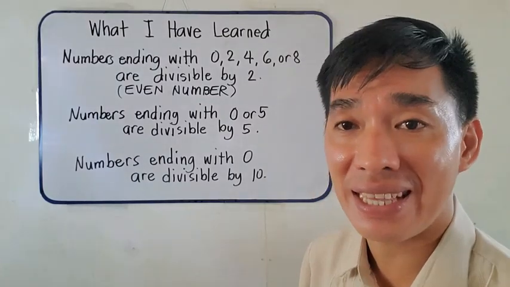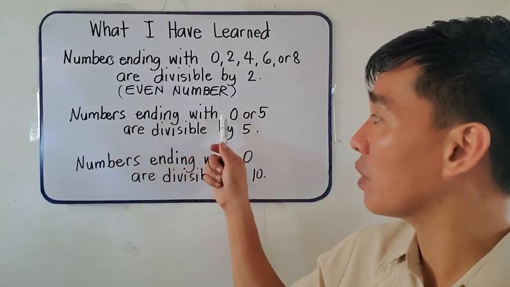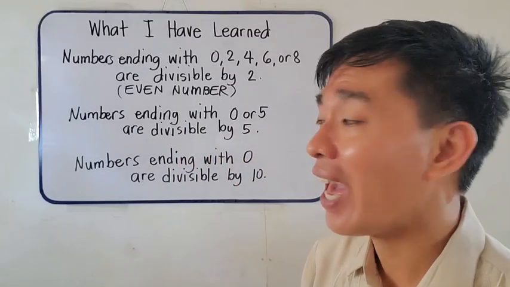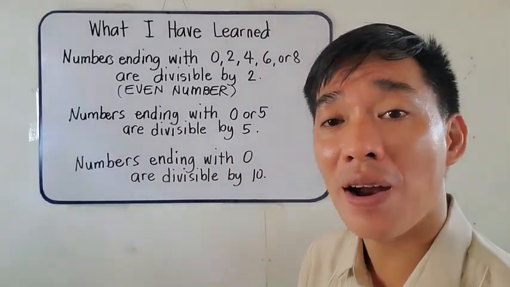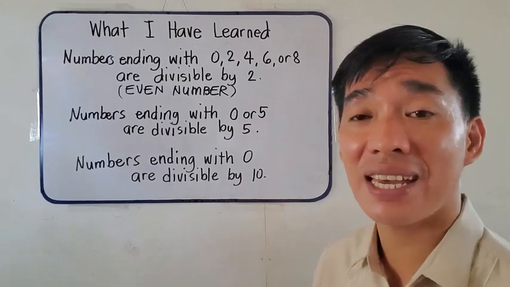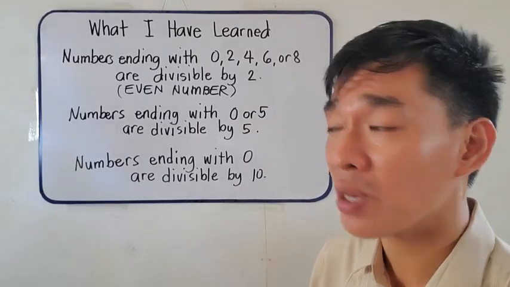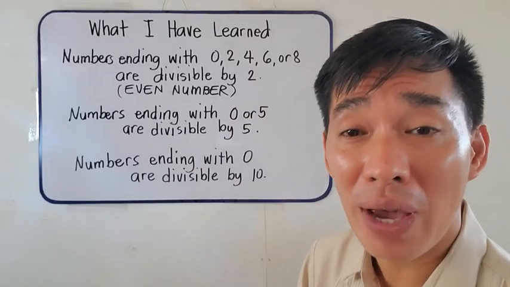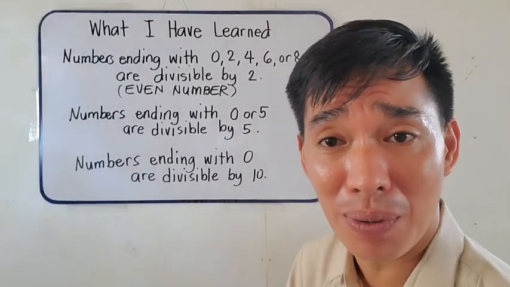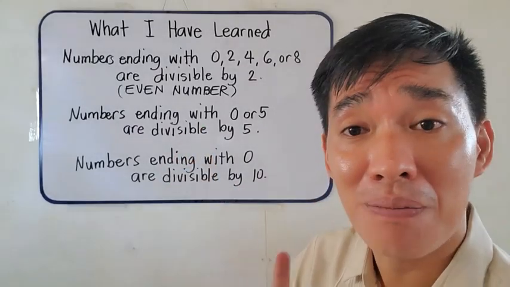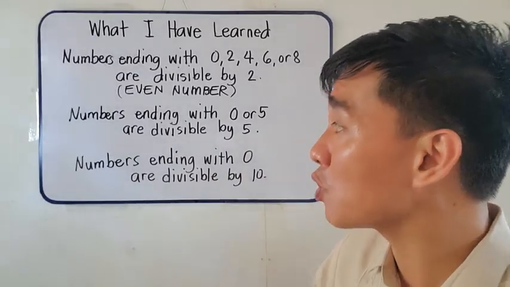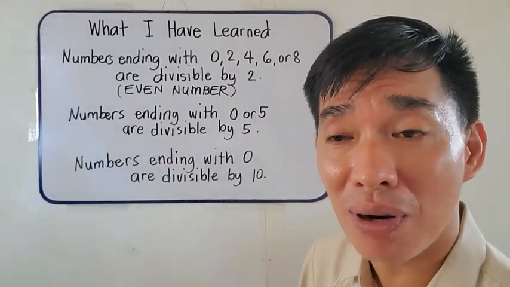4, 6, or 8. Now, numbers ending with 0 or 5 are numbers divisible by 5. And numbers ending with 0 are numbers divisible by 10. If a number is divisible by 10, that number is also divisible by both 5 and 2. However, not all numbers divisible by 5 are divisible by 10. Example, 15 is divisible by 5 but not by 10. However, 20, which is divisible by 10, is also divisible by 5 and is also divisible by 2.